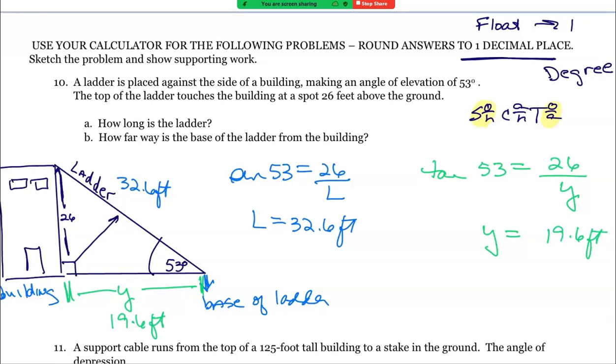Now, does this seem reasonable? Well, 53 degrees is going to be the bigger of the two acute angles. The other one's going to be what? Think about that. What's it going to be? 37, perhaps? So that makes sense that 26 is greater than the 19.6, and the ladder should be the biggest number because that's the hypotenuse. So my calculations seem good. All right, so I'm going to move on.